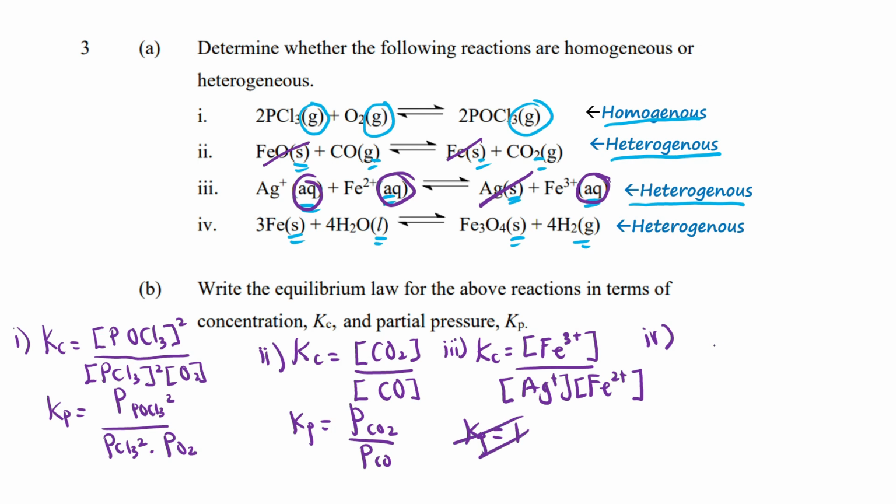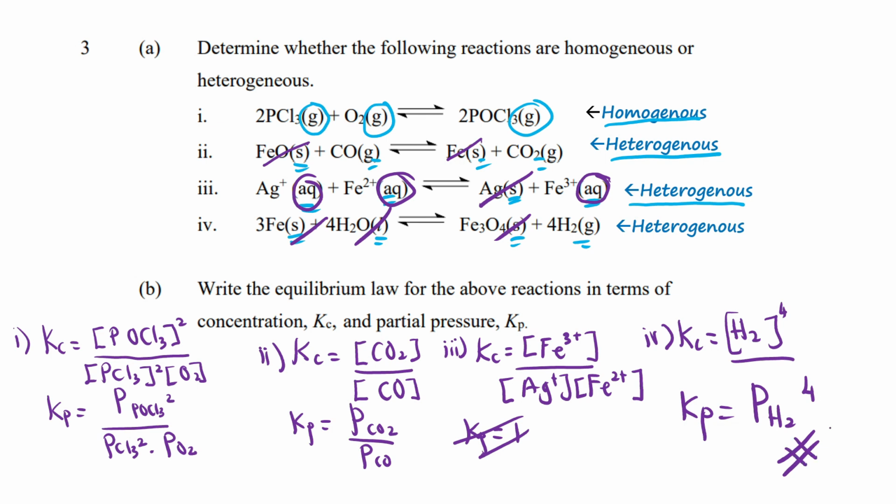Okay, so last one Kc for question 4. Kc is concentration of hydrogen power of 4 over concentration of, so this one is solid. So tiada lah. And for Kp, partial pressure of hydrogen, power of 4. Okay, so that's all for question number 3.